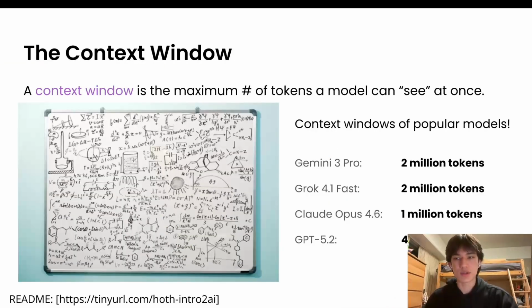That leads me to the context window. A context window is the maximum number of tokens that a model can see at once.